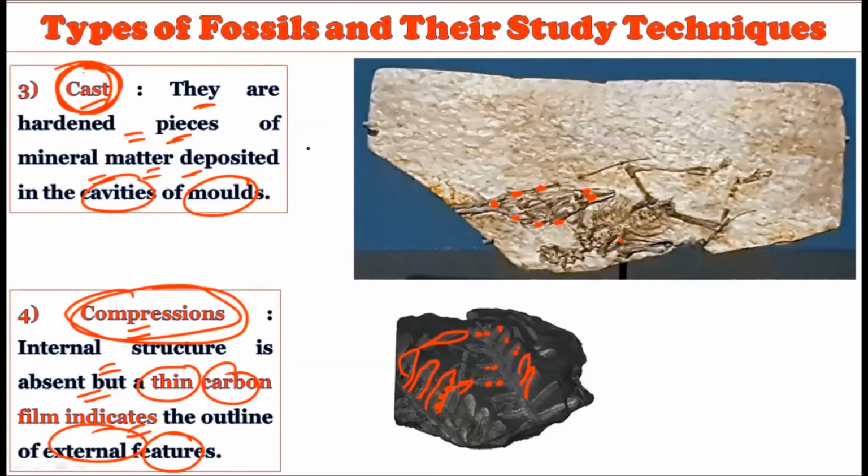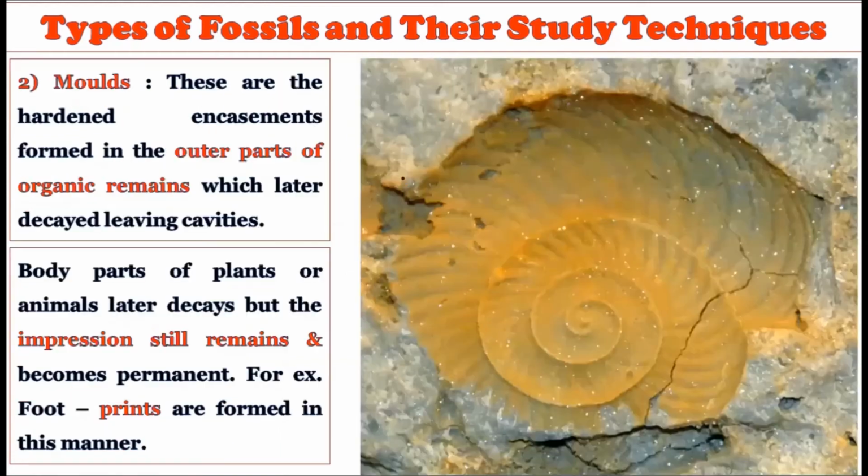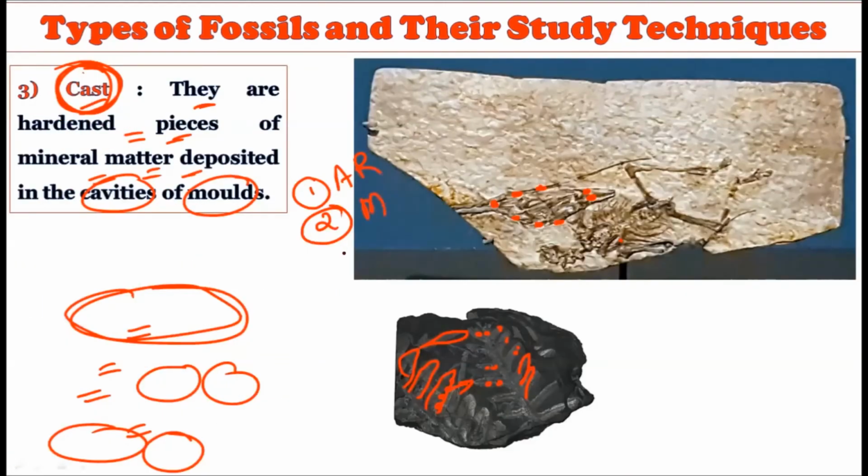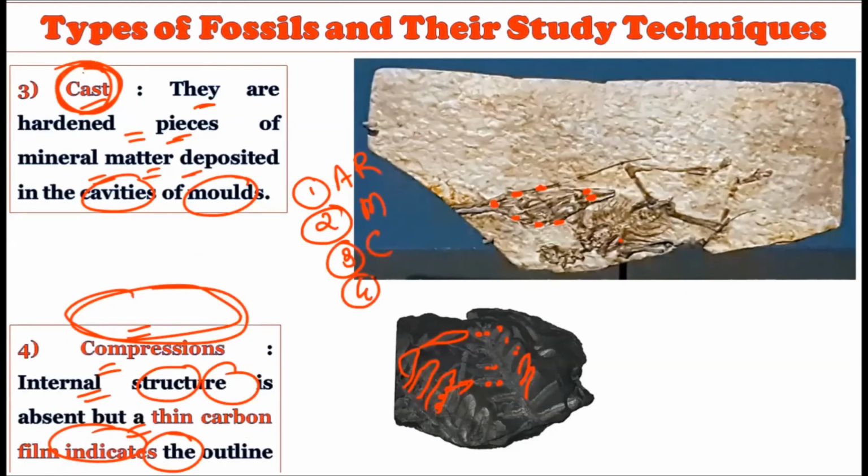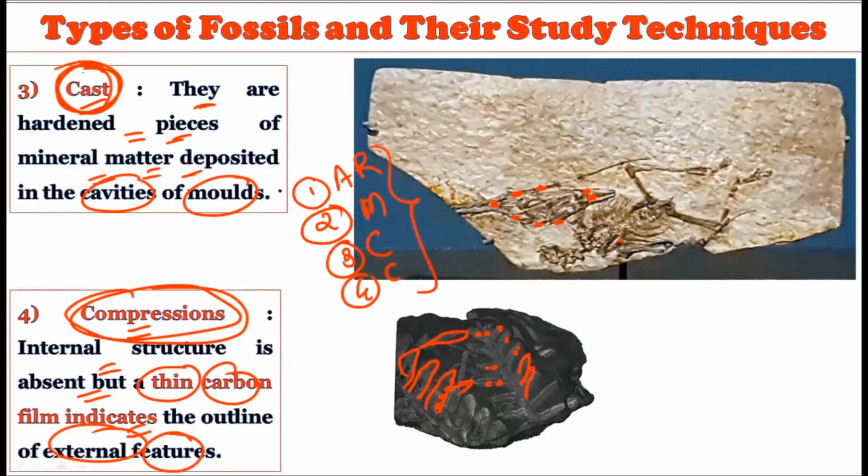So in the different classification of fossils we have studied, the first one is called actual remains, the second one is molds, the third one is called cast, and the fourth one is called compressions. All these four types of fossils are classified on different criteria. And in the first classification we have studied the altered fossil and the unaltered fossil.